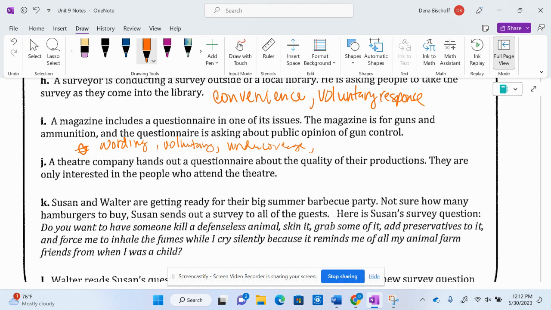A theater company hands out a questionnaire about the quality of their productions. They're only interested in the people who attend the theater. What'd you say? Yeah, and I'm also putting voluntary response.